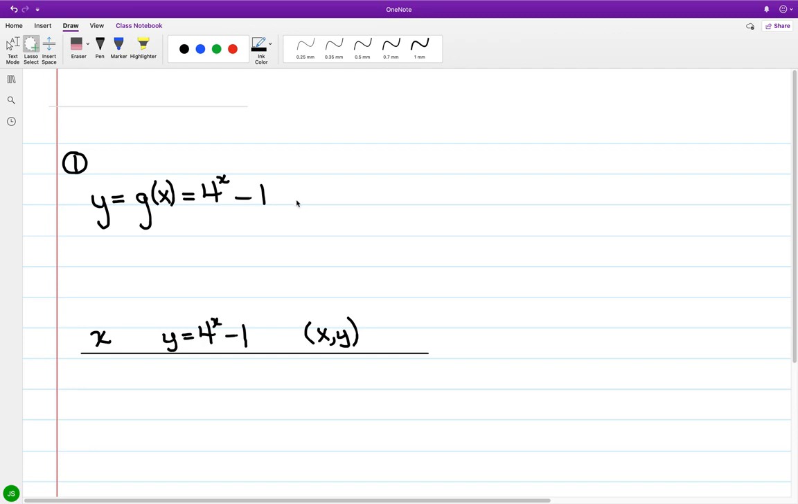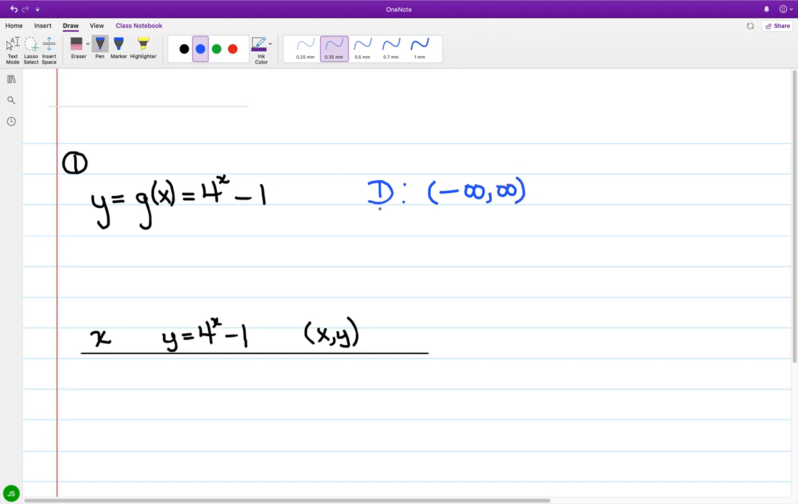Now for the domain, we can have x be any real value and y come out to be an amount that is defined in the real number system. If I plug in any negative, 0, or positive value for x in 4 to the x, and then take away 1, y is going to be a defined value. So I can plug in anything for x, whereupon the domain is the set of all real numbers, between negative and positive infinity.